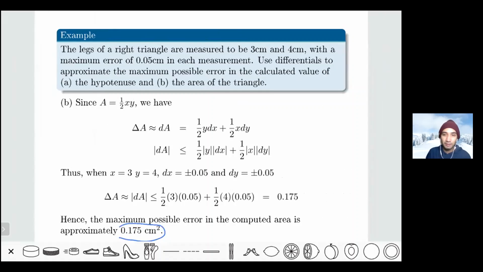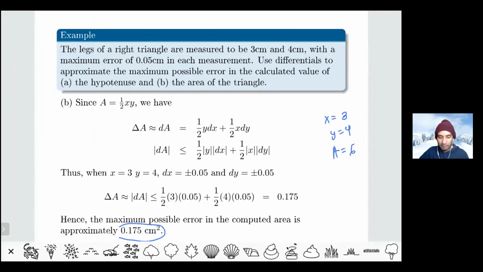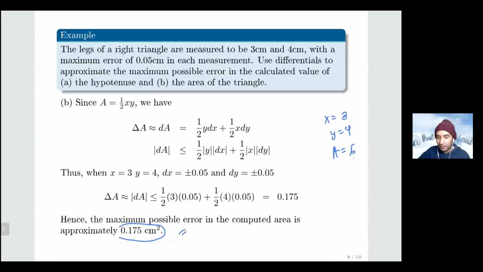So again, kung yung according to our measurements, yung x natin ay 3, yung y ay 4, so yung makukuha nating area ay 6. Na? Pero sabi dito, pwedeng hindi talaga 6 yung area ng triangle. No? Pero the true area is somewhere between 6 minus 0.175 and 6 plus 0.175. So again, hindi ganun kalaki yung error.